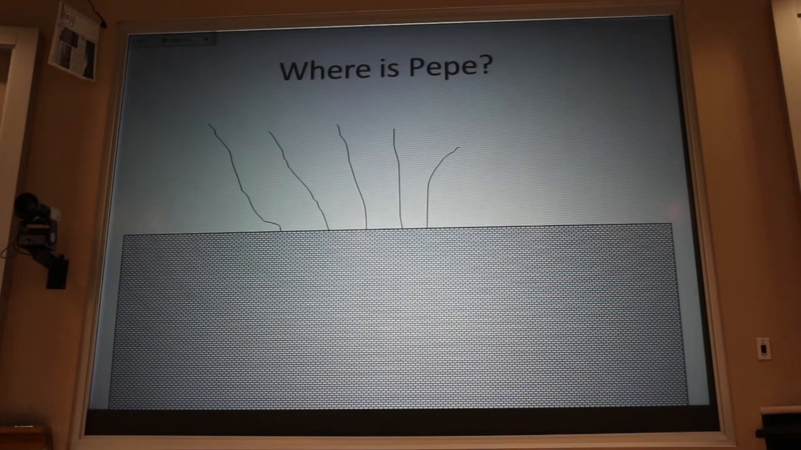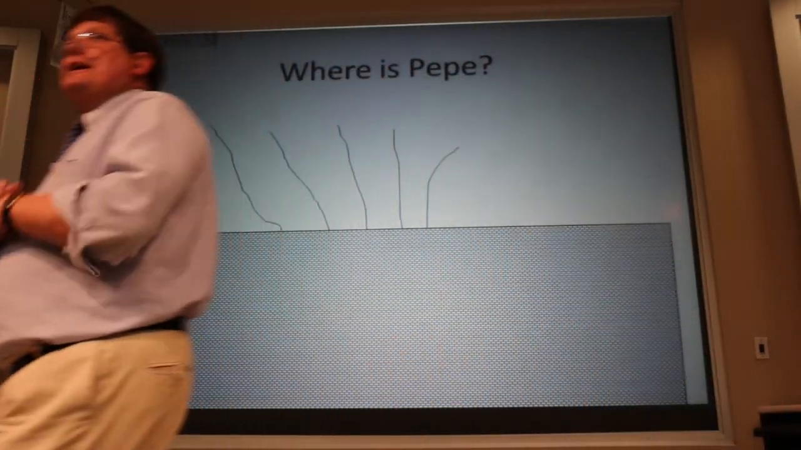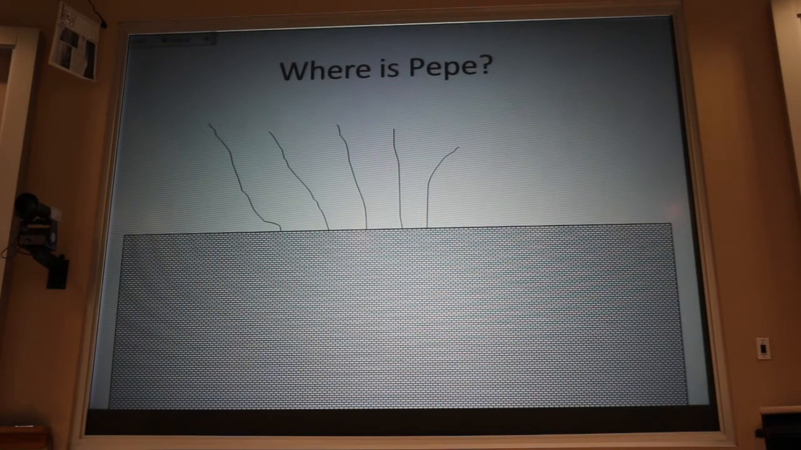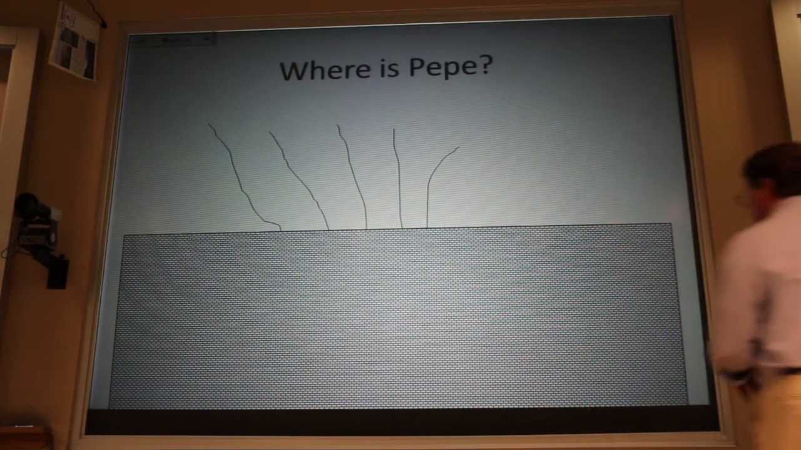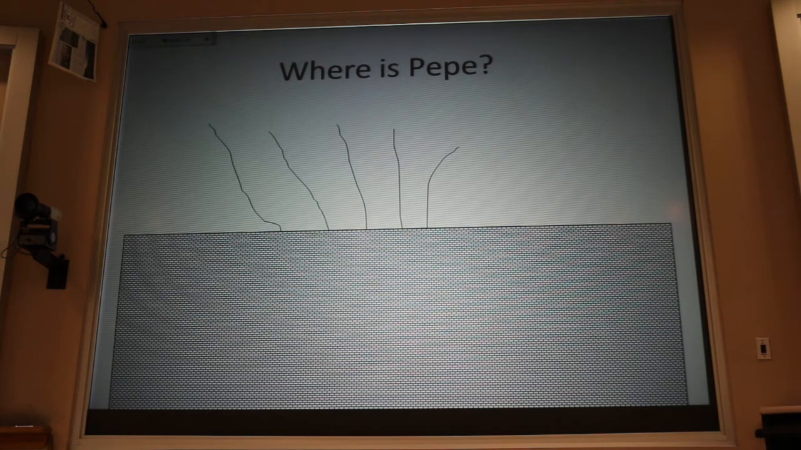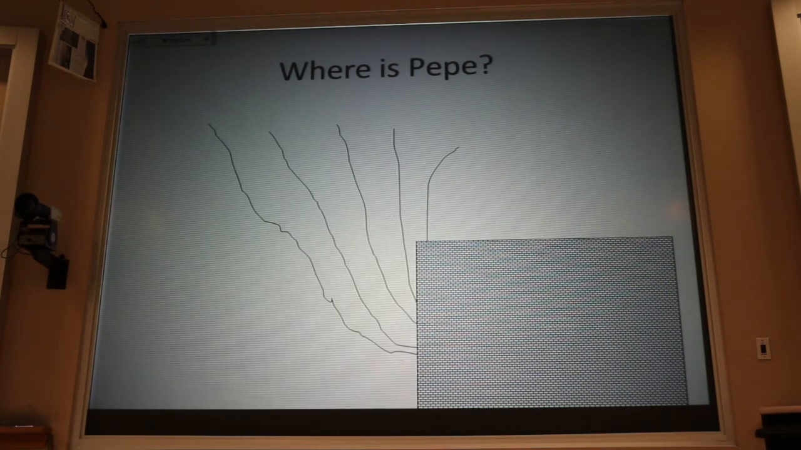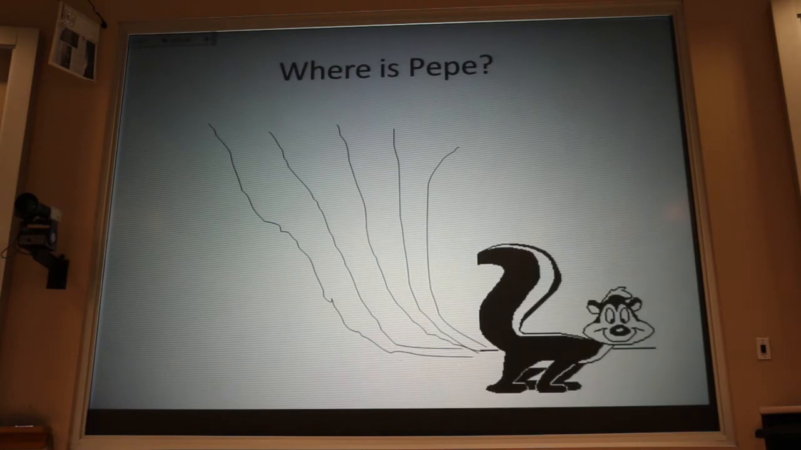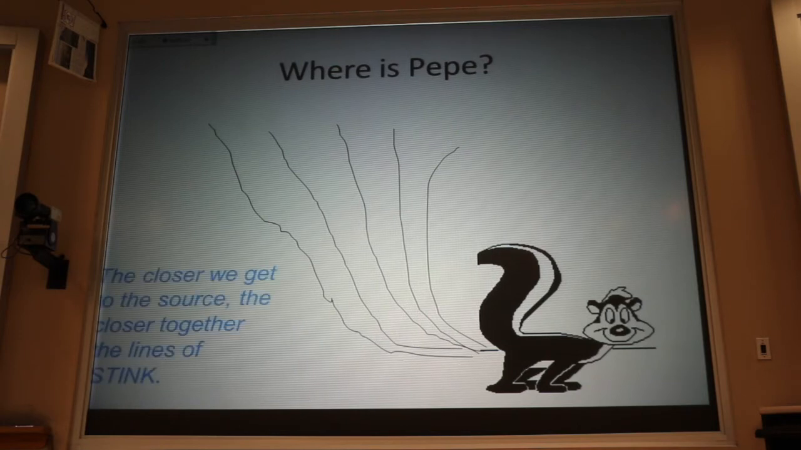Now, we're going to use this because electric field is something that also you can't see. And so we're going to try to use these lines. We're going to borrow from Pepe Le Pew. We're going to use these lines to try to visualize the electric field. Now, you'd always see this wall, and you'd know that Pepe was behind the wall. And if you want to know exactly where Pepe is, just follow the lines to where they get close together. The closer the lines, the closer you are to the source.